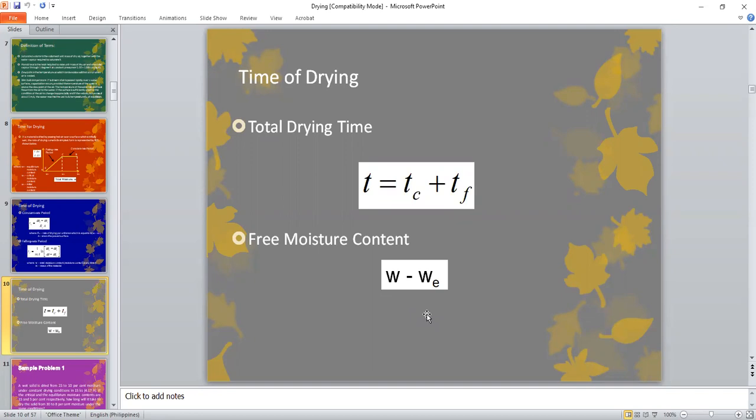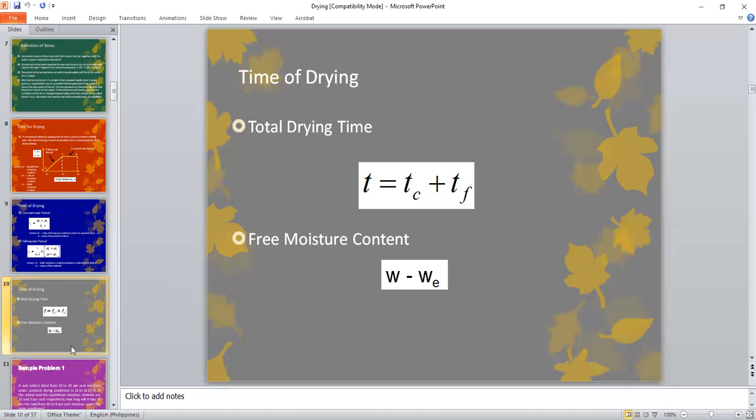So whenever such a situation arises, the free moisture content should be expressed in this form, or should be accounted using this particular expression. The moisture content at any particular time, or at that particular time in which, say, the drying time is to be measured, minus the equilibrium moisture content. So the moisture content at any time minus the equilibrium moisture content is the free moisture content of your material at that particular condition, or at the condition given by the problem.